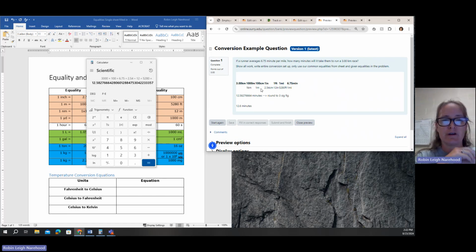But one or the other has to be there, and you have to show all the work on these conversion problems. You can't just put 12.6 because you need to prove that you did the problem, and part of proving it is to show all the steps and using only the resources for our class.